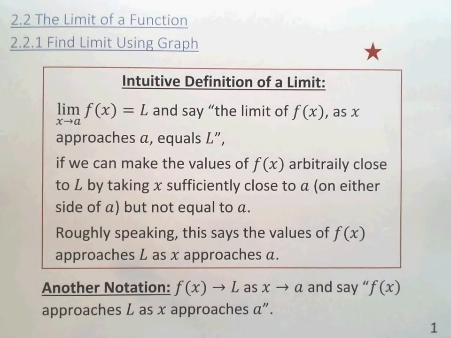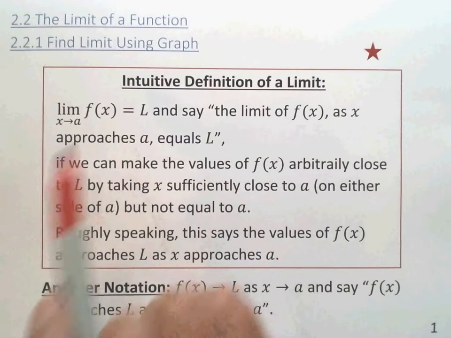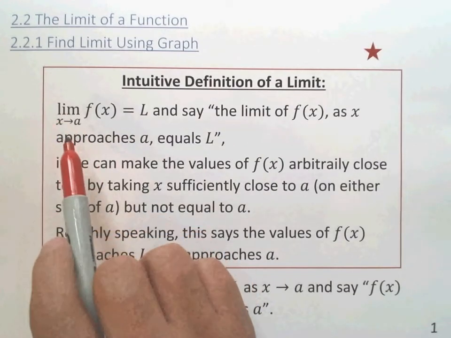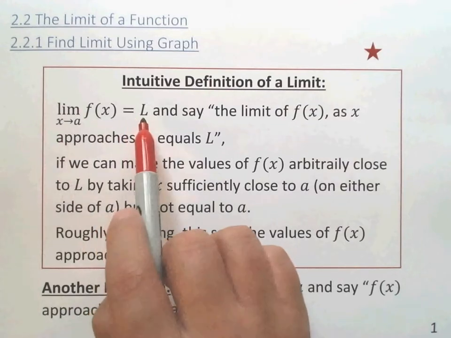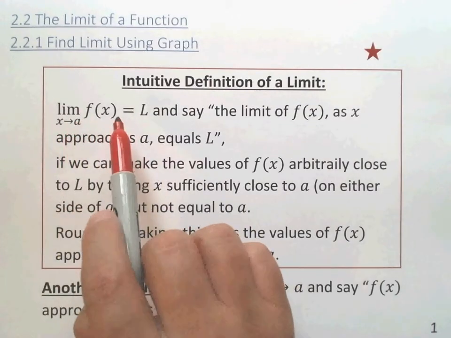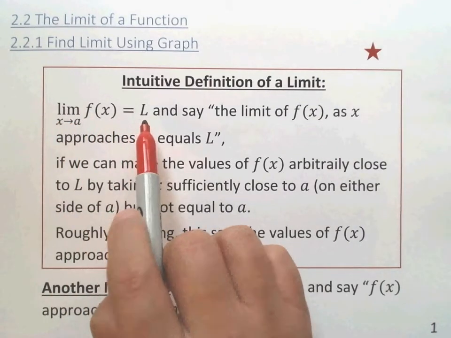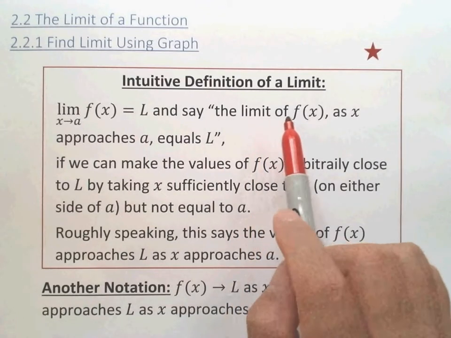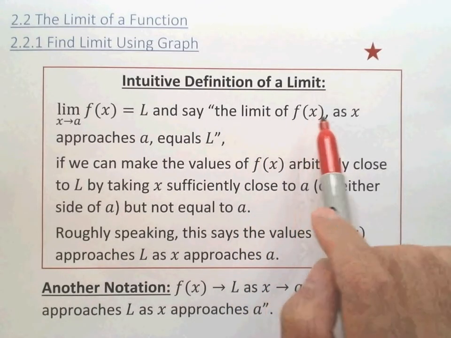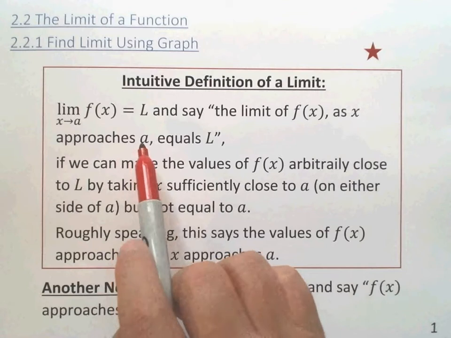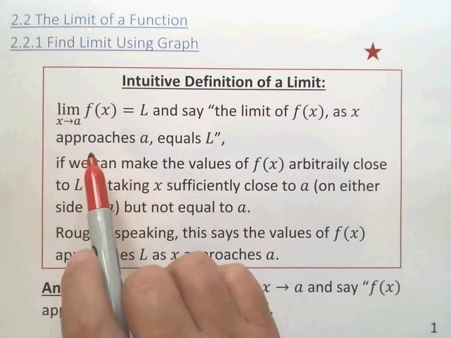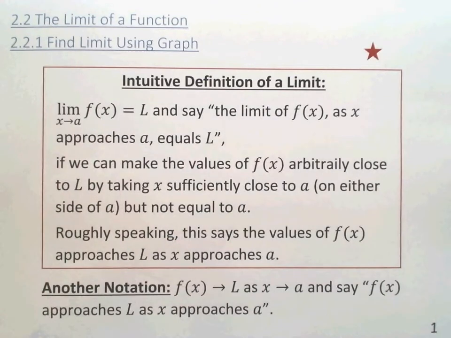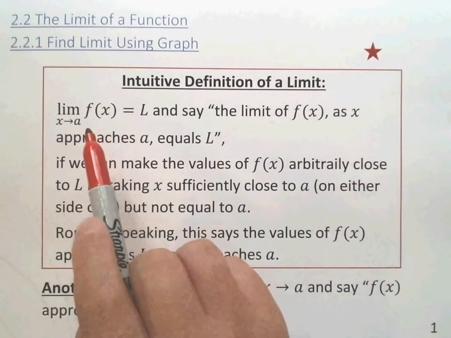Now we have a notation. The limit of f(x) as x approaches a is L, right? This is the mathematical language. Usually we say the limit of the function f(x) as x approaches a equals L. The limit equals L as the variable x approaches a. In the future, lim means the limit.